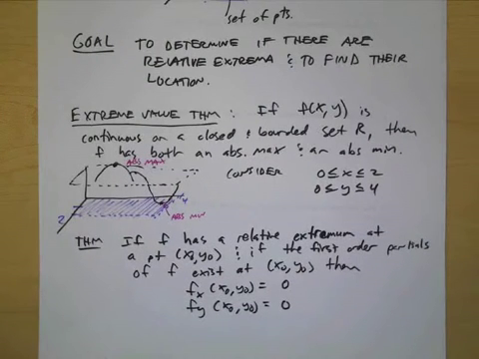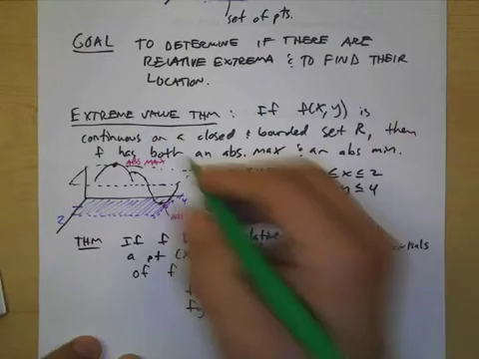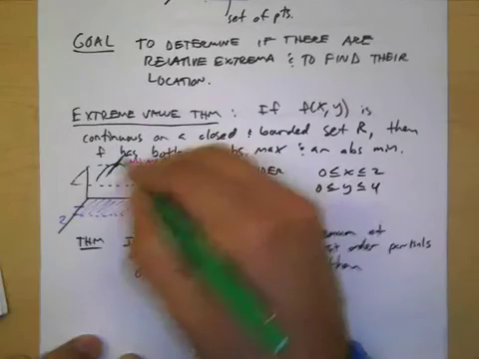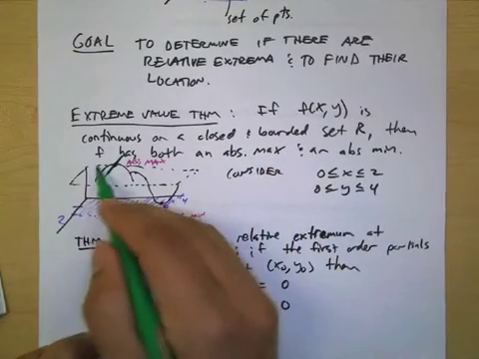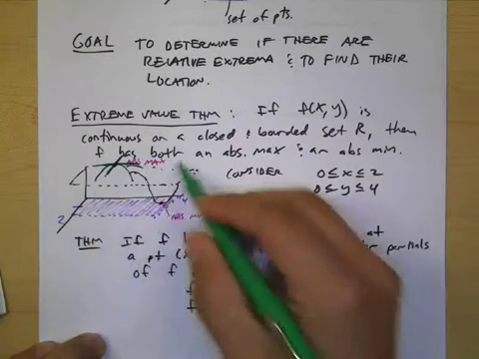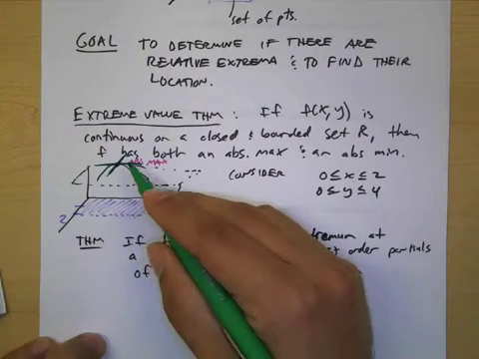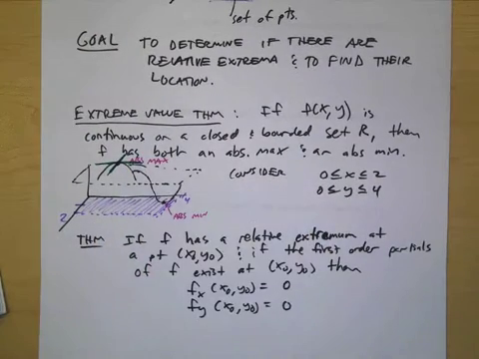So if we were to take, let me use a different color, if we were to take the derivative in the x direction or the y direction, both of those lines would have slopes of 0. Okay? That's what this means.